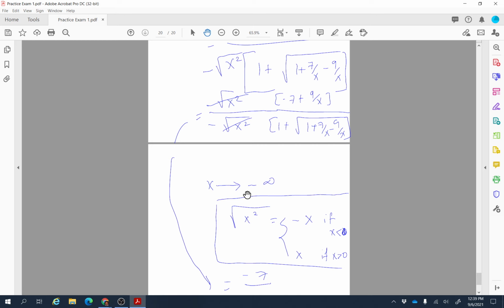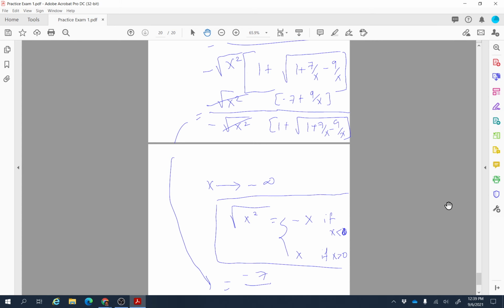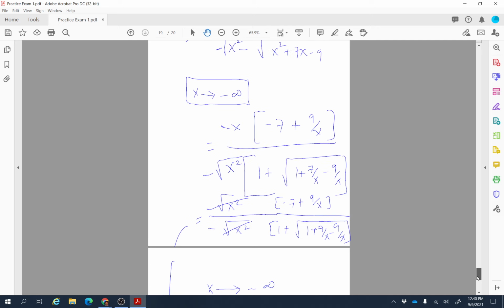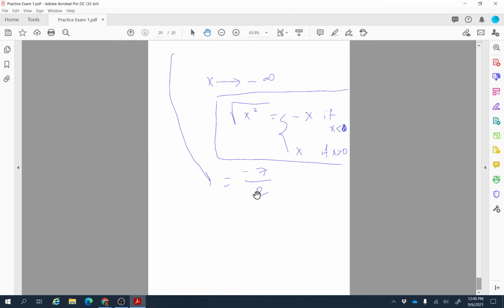And then, did I miss something here? Negative 7 on the top and then 2 on the bottom. What did I miss? I think I missed the negative sign here. Negative square root of x square. No, it's just the square root of x square, not the negative, because x is the square root of x square. Now it will be fine.